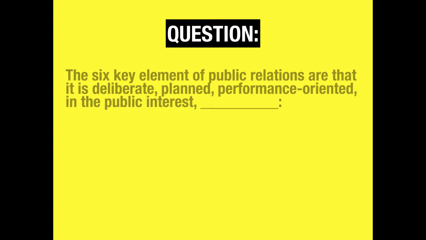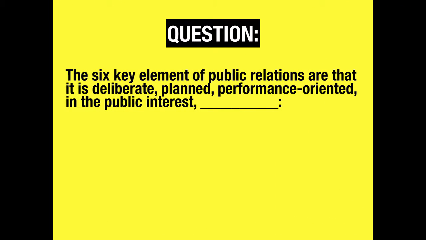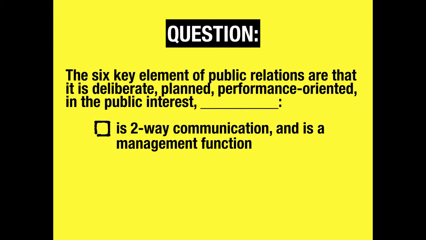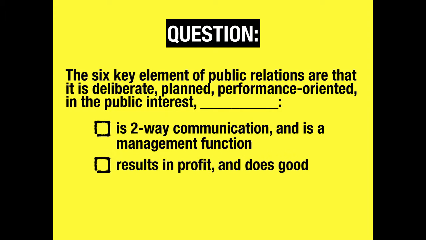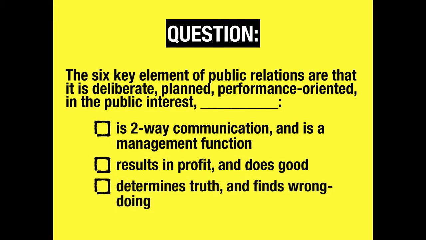Now, the second question we would have is the 6th element of public relations: that it is deliberate, planned, performance-oriented, in the public interest. Or two-way communication, a management function, results in profit and does good, or determines truth and finds wrongdoing. No, it's the first one. It's two-way communication. It's a management function.